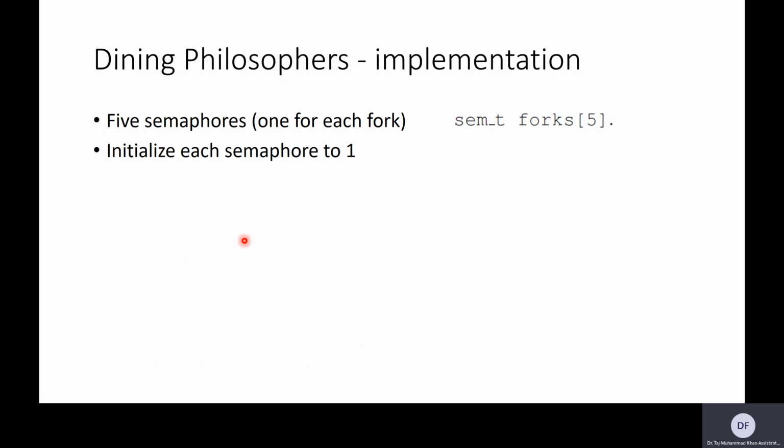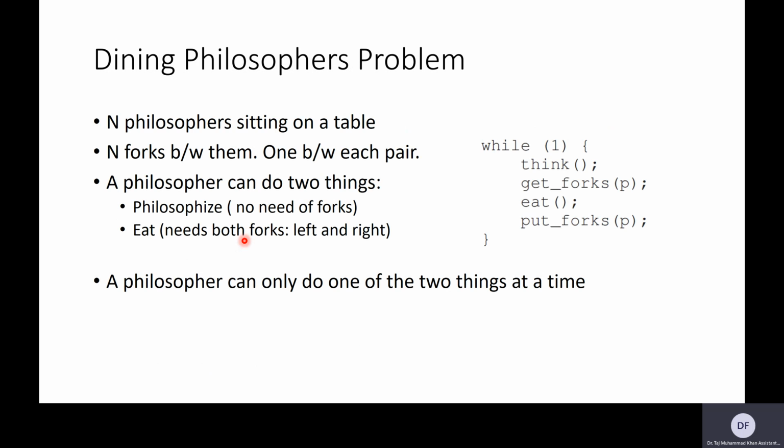Again, let me go back and show you this implementation. After thinking, a philosopher will call get forks, and get forks will get the left and the right fork by calling sem wait on both those semaphores. If both the forks are free, only then sem wait on those two semaphores will return, and get forks will return. Then we'll know that we have acquired both the forks, and we can go ahead and eat for this particular philosopher.